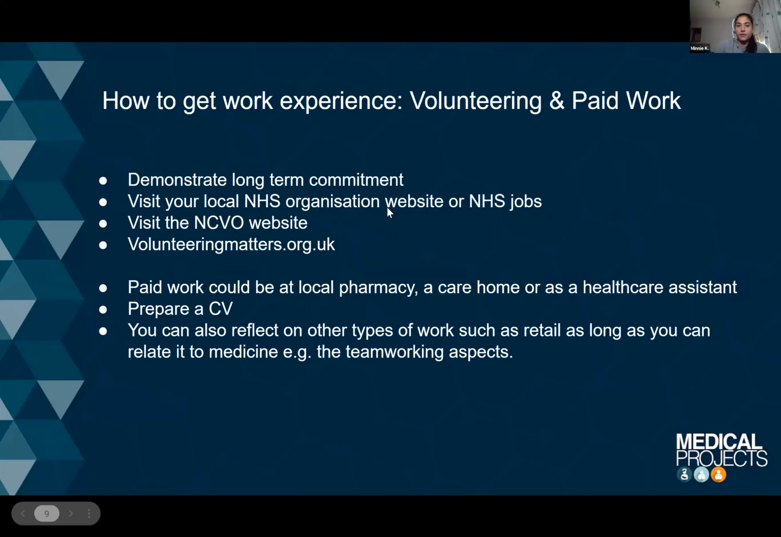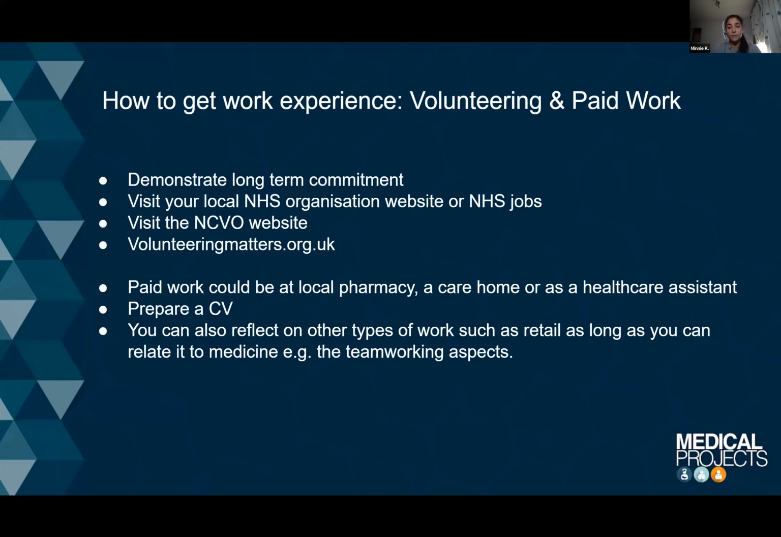And so, as I mentioned, there's volunteering and paid work as well, which are just as valuable. I also think they're really good for demonstrating long-term commitment. For my work experience, I volunteered at a hospice for like 2 years. I think it was really good in demonstrating that I really want to do medicine. I've stuck with this one thing for a couple of years now, and showed that I'm happy to stick with it. So doing the same thing, having a volunteer role and sticking with it for a long time can really show that commitment.